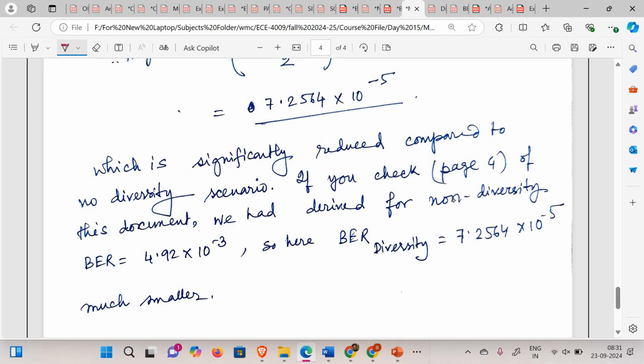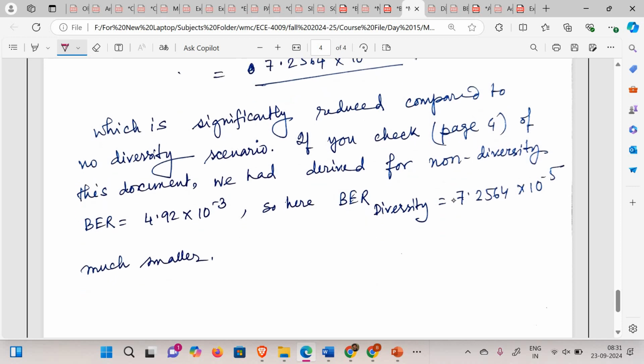If you check page 4 of this document, we had derived a non-diversity BER of 4.92 into 10 to the power minus 3. We had derived that earlier. So this was when there was only a single antenna. Using two sets of antennas with similar patterns with an MRC technique, we are getting 7.2 into 10 to the power minus 5. So it's a drastic improvement in the bit error rate. Right? That is basically the advantage of having diversity, and for that matter, the advantage of having MRC which is giving us this result. Clear idea? This is about the MRC altogether.